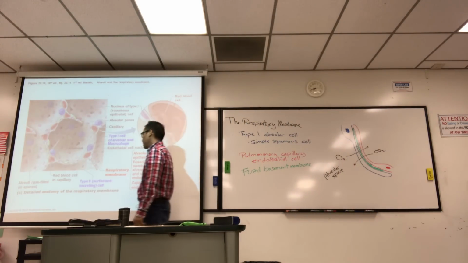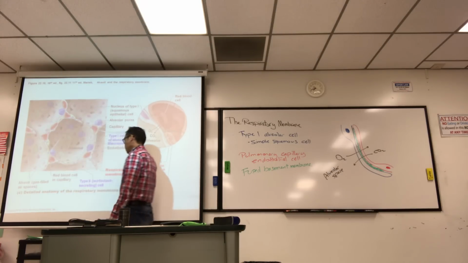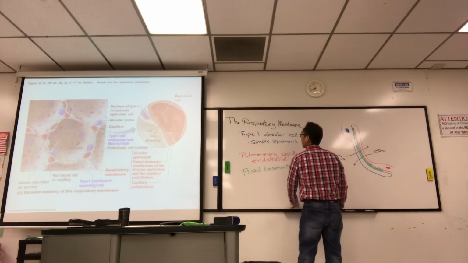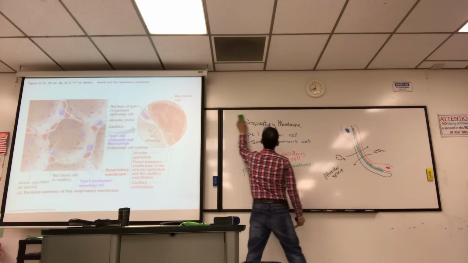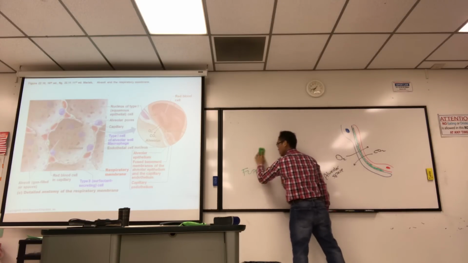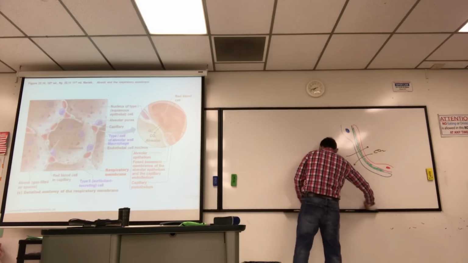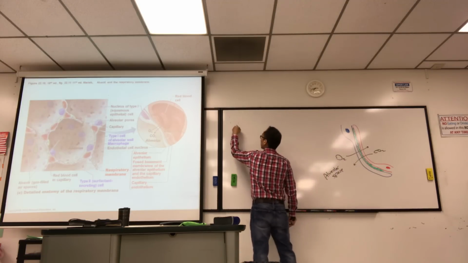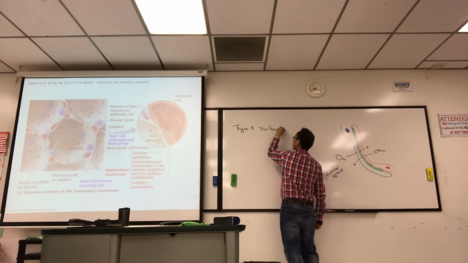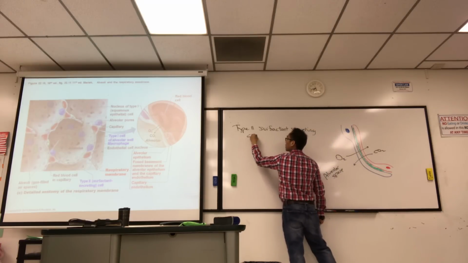The picture shows these green cells. They're a little more round than type 1 cells. They're type 2 cells, and they're called surfactant secreting cells. Also have type 2 surfactant secreting cells.